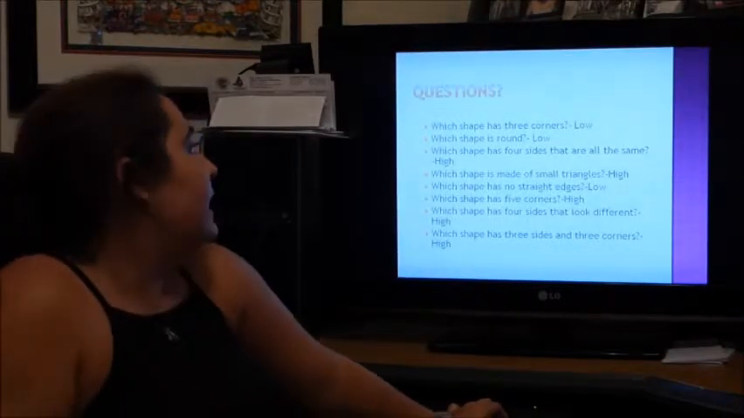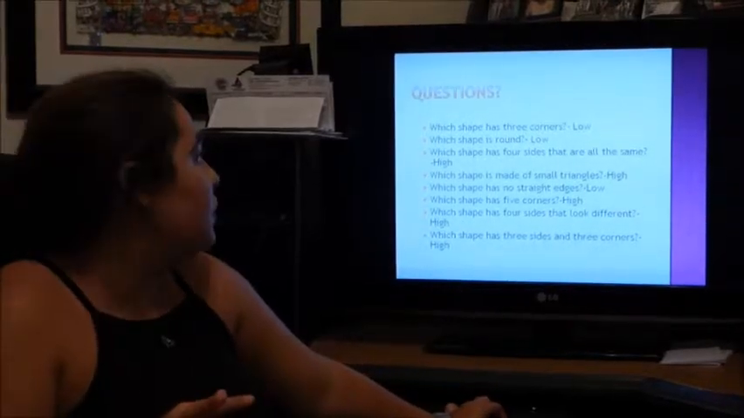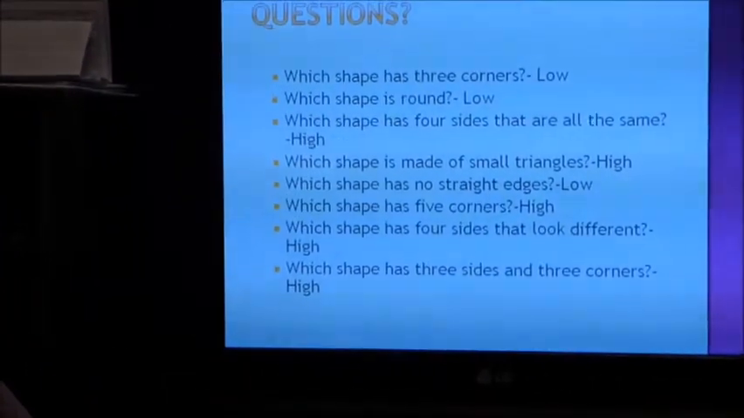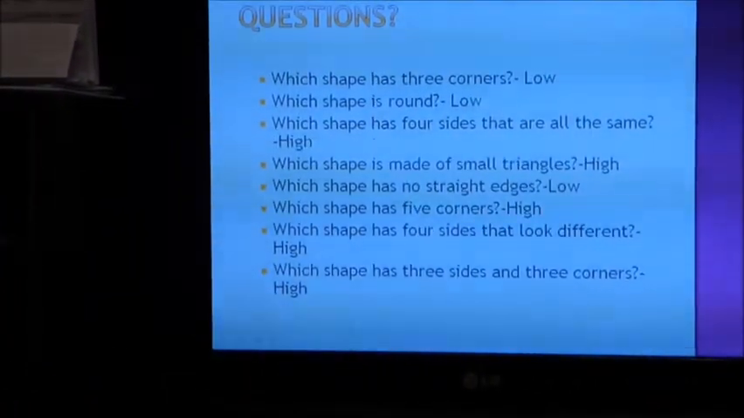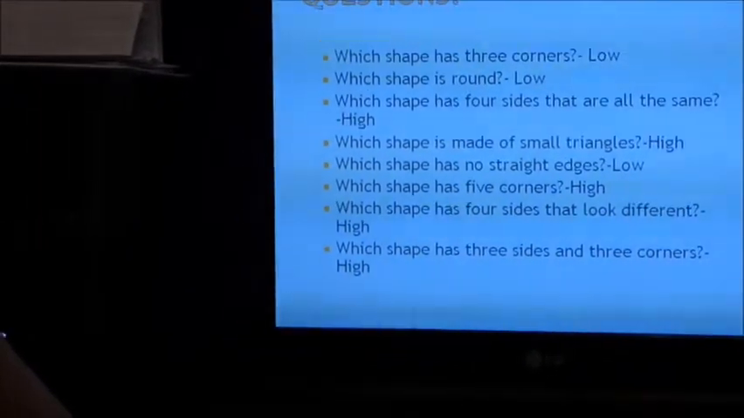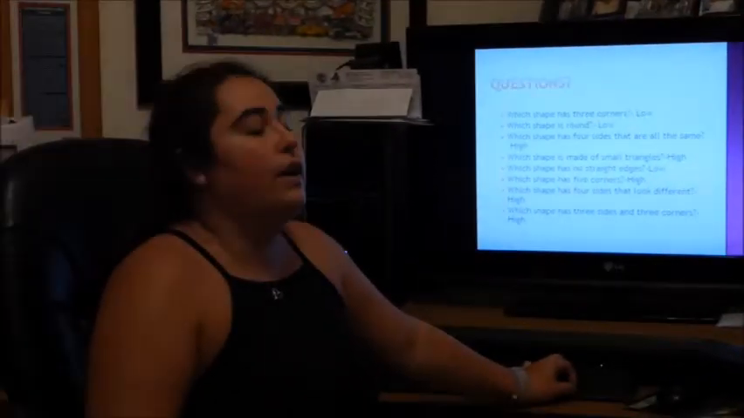The questions I'm going to ask my kids are: Which shape has 3 corners, which is a lower order thinking question? Which shape is round? Which shape has 4 sides? Which shape is made of small triangles? Which shape has no straight edges? Which shape has 5 corners? Which shape has 4 sides that look different? And which shape has 3 sides and 3 corners? A mix of those will be either higher order or lower order.